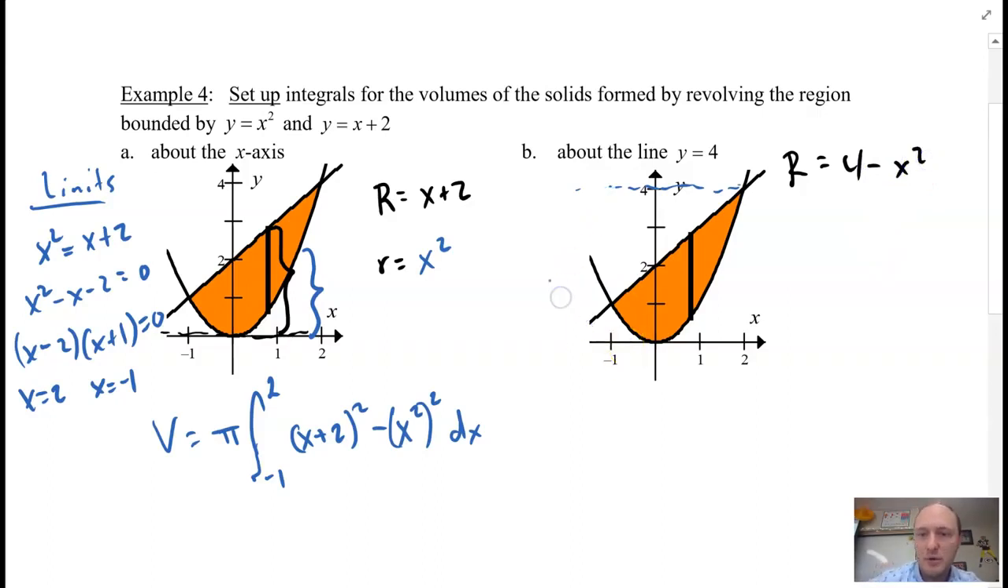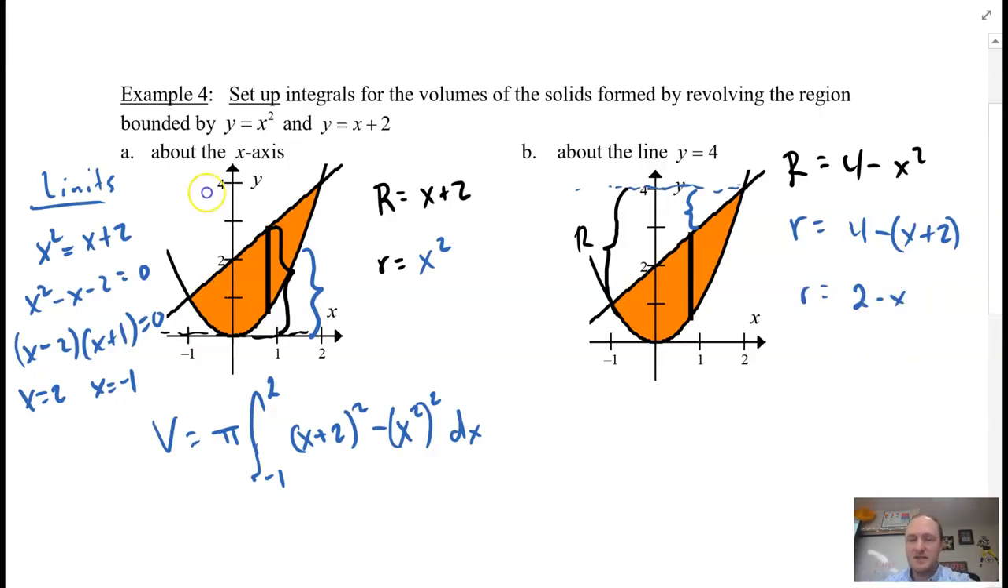So it depends upon where you are. If I was measuring from here to here, this is big R, that's x squared, from 4 all the way to here. Now what is little r? Well, my little r is this distance from 4 to this function. So again, 4 minus whatever this function is, and that line is x plus 2. Notice I put the x plus 2 in parentheses because after I clean this up, we end up getting 2 minus x. So that's little r.